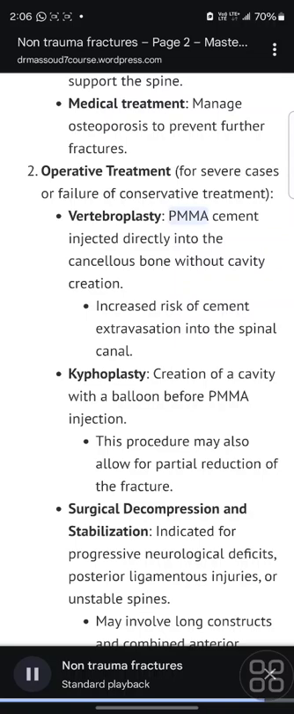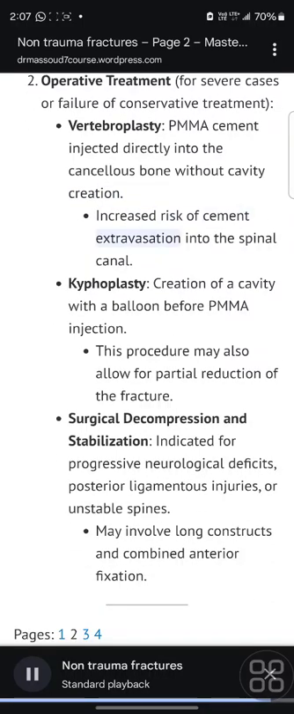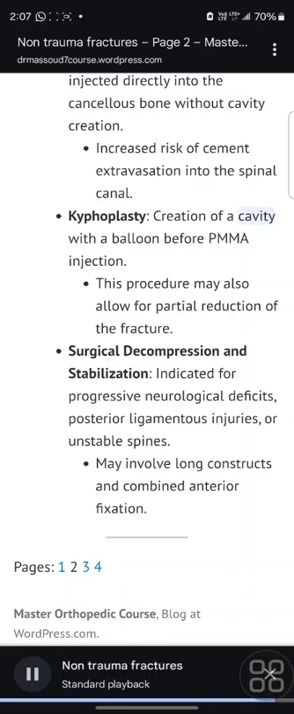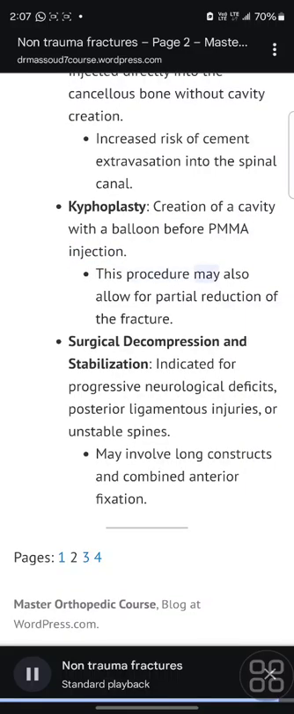Vertebroplasty. PMMA cement injected directly into the cancellous bone without cavity creation. Increased risk of cement extravasation into the spinal canal. Kyphoplasty. Creation of a cavity with a balloon before PMMA injection. This procedure may also allow for partial reduction of the fracture. Surgical decompression and stabilization, indicated for progressive neurological deficits, posterior ligamentous injuries, or unstable spines. May involve long constructs and combined anterior fixation.